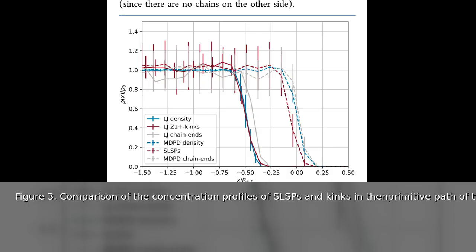Figure 3 compares the concentration profiles of slip springs in the SLSP model and kinks in the primitive paths of Kremer-Grest (KG) chains near a liquid-vapor interface. The profiles were obtained using the Z1+ algorithm, which identifies entanglement points in polymer melts. Both profiles were shifted and normalized to align with density and chain end density profiles for clarity. Notably, the density of both kinks and slip springs remains approximately flat in the bulk region away from the interface. However, close to the interface, there is a slight decline in their density.